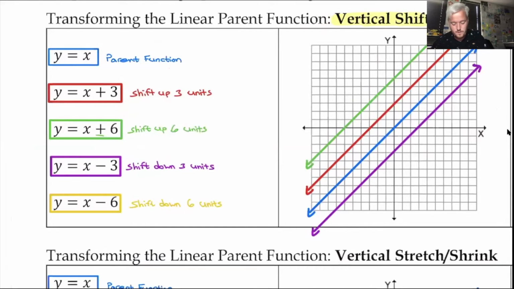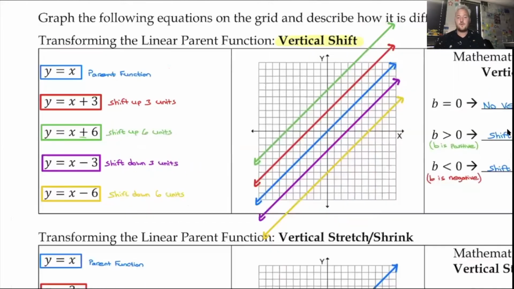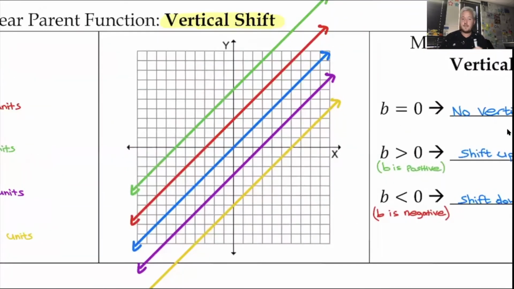So original function, change it to gold. All right. So start at my original function, the parent function. Now I want to shift down 6 units. So 1, 2, 3, 4, 5, and 6. There we go. So notice we didn't change the steepness of any of these lines. They're all just translated, they're moved.